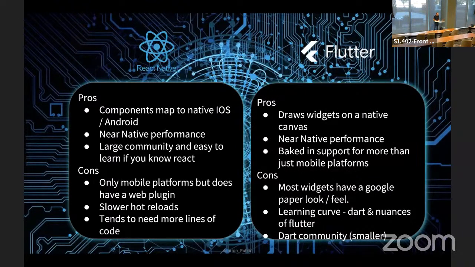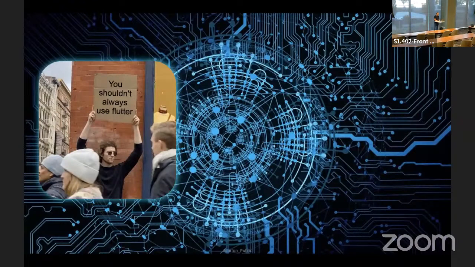In contrast, Flutter draws widgets natively on a canvas. You still get that near native performance, and it has baked-in support for more than just mobile frameworks. They have a Cupertino library, and they also have a Material library. They really push for that Google look and feel. It's a Google framework, so no surprises there. It does have a little bit of a learning curve because it's built in a language called Dart, and that Dart community is a little bit smaller.